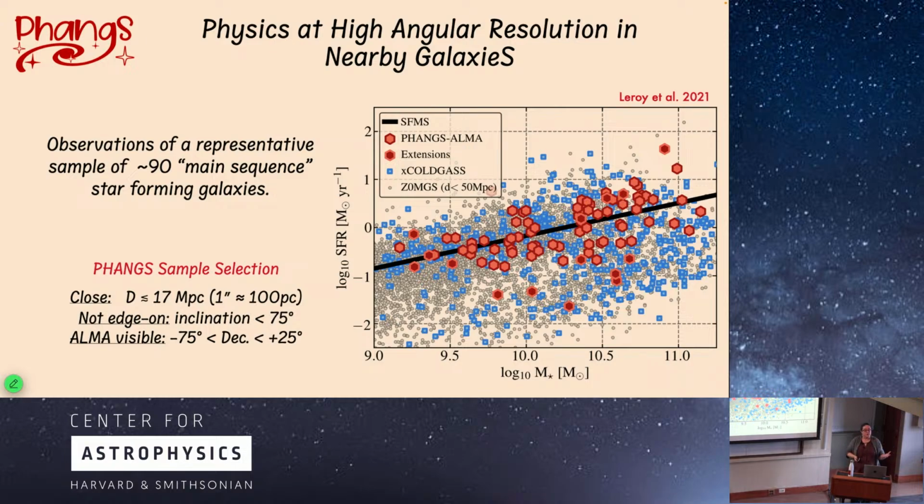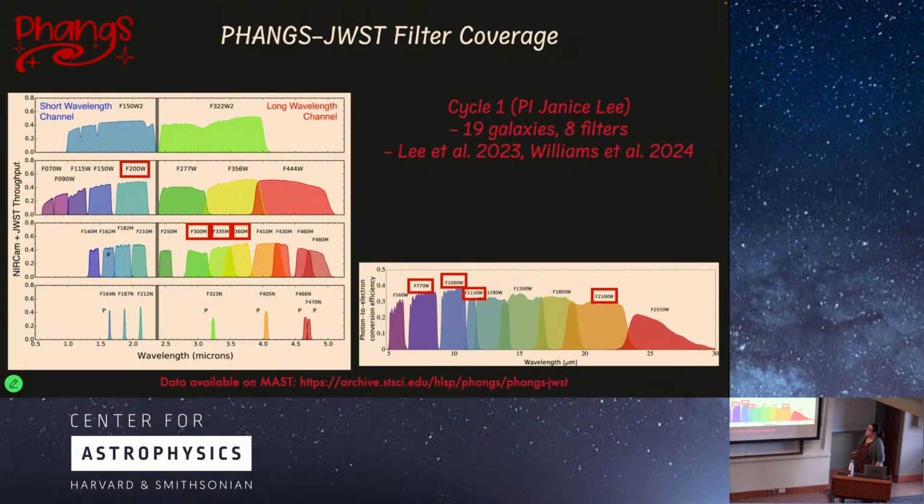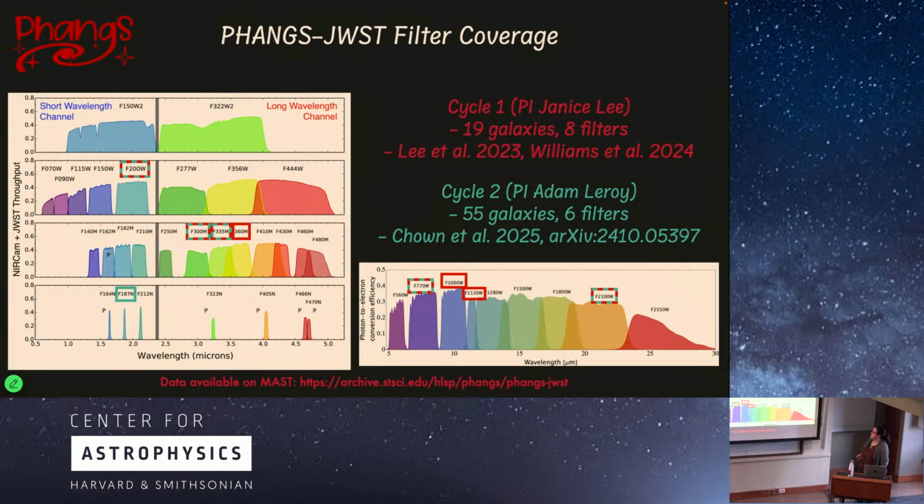And we observed many of these, now up to 75, I believe, with JWST as part of 2 treasury programs. The first was led by Janice Lee. It covered 19 galaxies in a set of 8 filters, shown here. This was followed up in cycle 2 with 55 additional galaxies in 6 filters. And the papers are listed here.